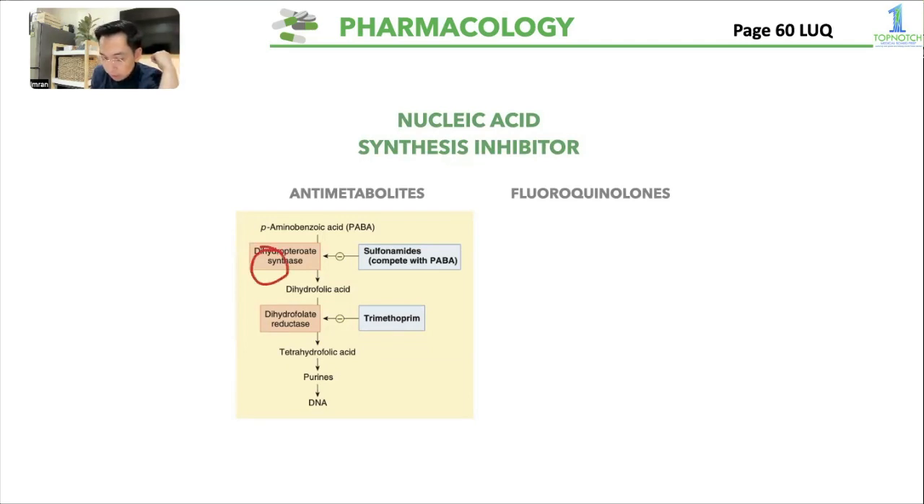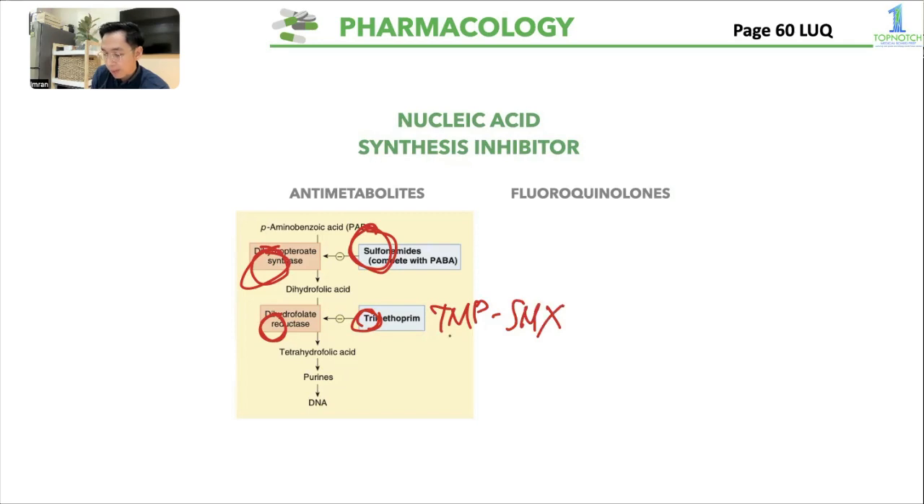Yung S for S, okay, synthase for sulfonamide. The next one is R for trimethoprim. Hindi siya R, pero magkasunod siya, QRST, okay? So R and T, they are near each other. Yung isa S and S, okay? Synthase sulfonamides, reductase, trimethoprim. So ito yung tinatawag na trimethoprim sulfamethoxazole combination, yung TMP, no?